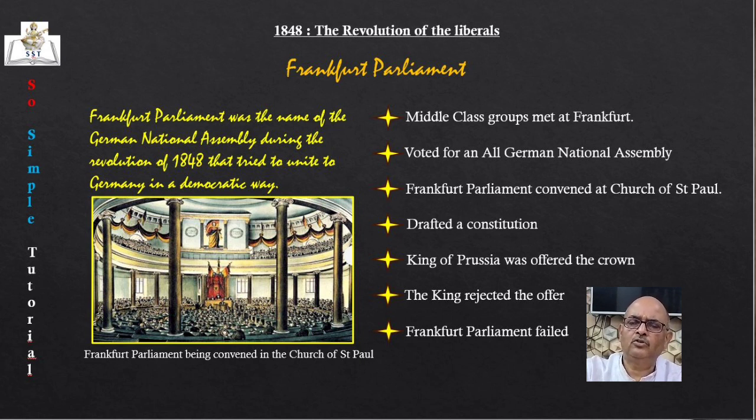Then they drafted a constitution for a German nation, which was to be headed by a monarch subject to a parliament. After that, the deputies offered the crown of the German nation to Frederick Wilhelm IV, but he declined the offer. In the end, troops were called and the assembly was disbanded. So the Frankfurt Parliament that wanted to unite Germany in a democratic way failed.